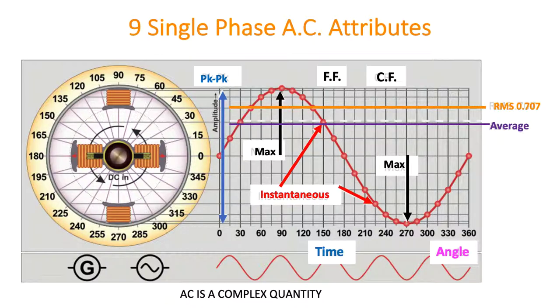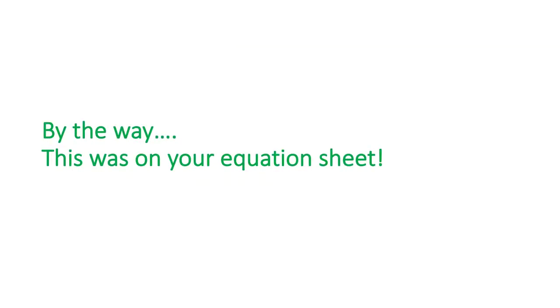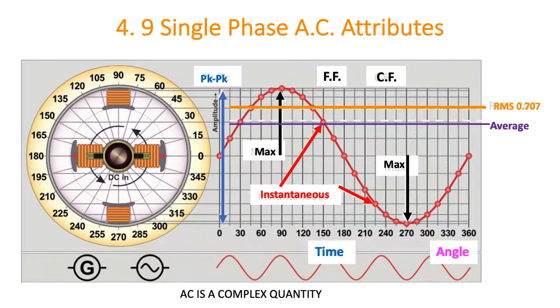So we have these single phase attributes, and there's 9 of them, but that is far too many to deal with. By the way, for many of my students, we had put a picture of this on the back of the equation sheet. All you had to do was turn it over and have a look. So how are we going to deal with these 9 attributes? How are we going to condense them down into something that we can handle?